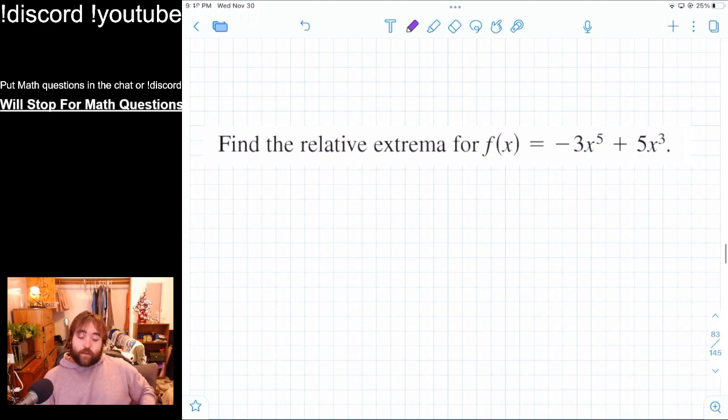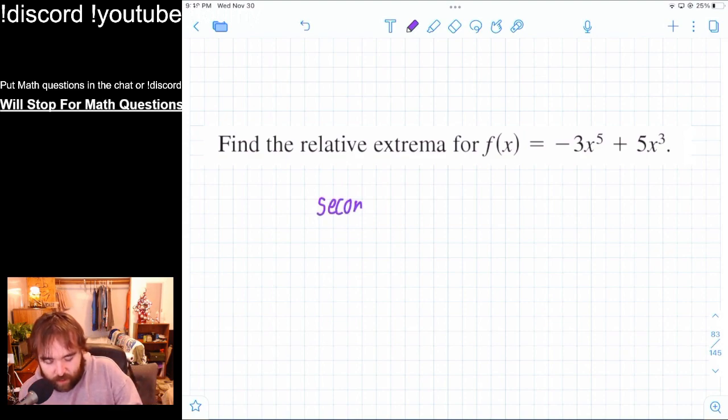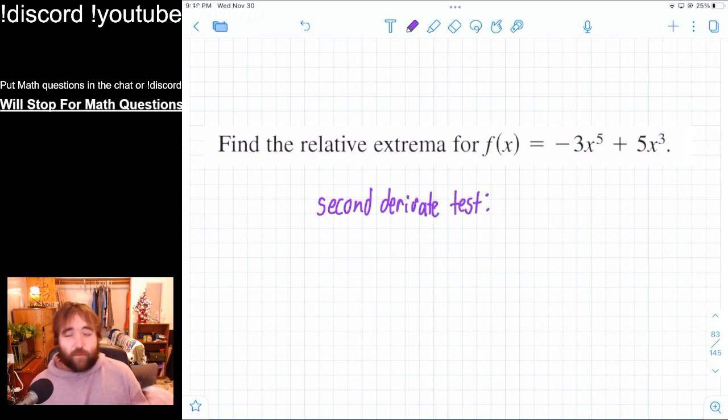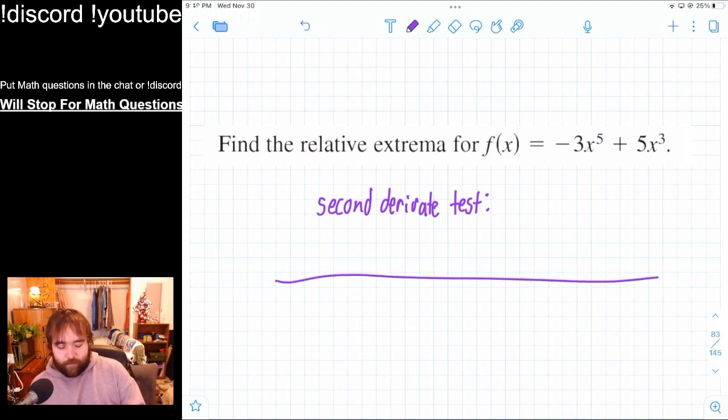Find the relative extrema for that. Okay, so I see what they're getting into here. The idea here is what's called the second derivative test. Last time, in the last section, to answer this problem, we used the first derivative test, where we find the possible points and look at what's in between them. But that's not what we're going to do here to find the relative extrema.